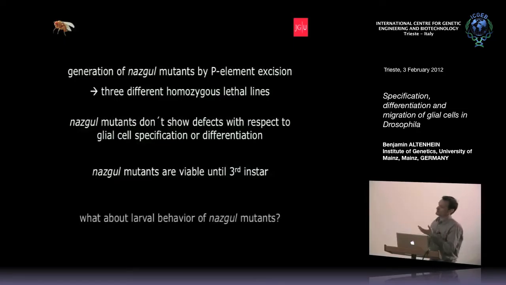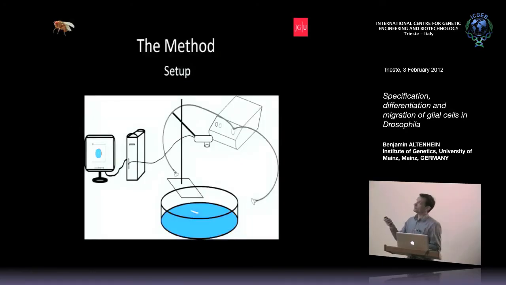In our case, since we had living L3 larvae homozygous for Nazgul, we looked at the larval behavior and tried to find out whether they have a behavioral defect. The setup, just briefly: we have an agar plate, a petri dish filled with agar. We place the larva on top of that, and there's a digital camera. We used a digicam in the first place, and now have a better one with a better resolution, which is connected to a computer, and we can actually track the larva and how it crawls.